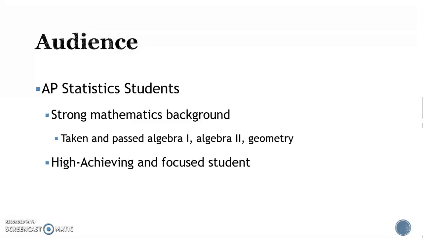So, of course, my audience is my AP Statistics students. Each of them have a strong background in math. They've taken and they've passed Algebra 1, Algebra 2, and Geometry. Most of them have taken and passed Trigonometry as well, and many of them are dual enrolled in either Calculus AB or Calculus BC at the same time as taking this class. So they are dedicated, they are focused, they are high achieving students, especially in the subject of mathematics.